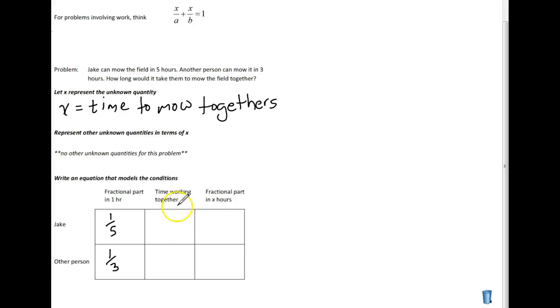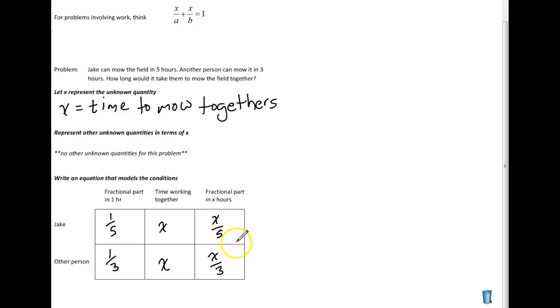And then the question is, how long do they work together? Well, that is x. So this is the rate for 1 hour times however many hours they work together. If I multiply these two together, I get x over 5, because 1 over 5 times x over 1 equals x over 5. And that is how much of the field Jake does in these x hours. Similarly, for this other person, 1 over 3 times x over 1 would give me x over 3, and that's how much the other person does in the x hours that they work together.